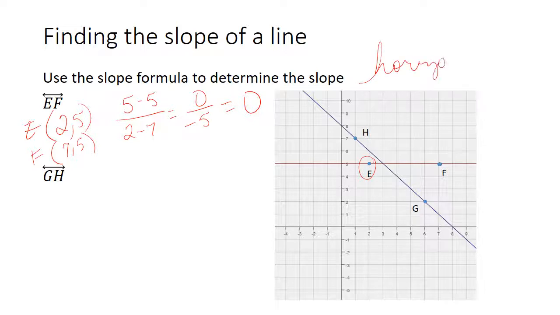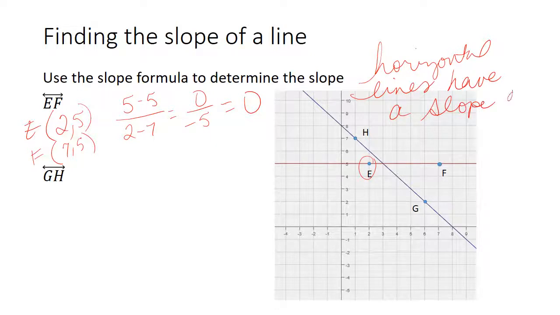So horizontal lines always have a slope of 0 every single time. And if you looked at it as though you were a runner, you could see this is flat. We would say there's no steepness to that path at all. So it makes sense that it has a slope of 0.